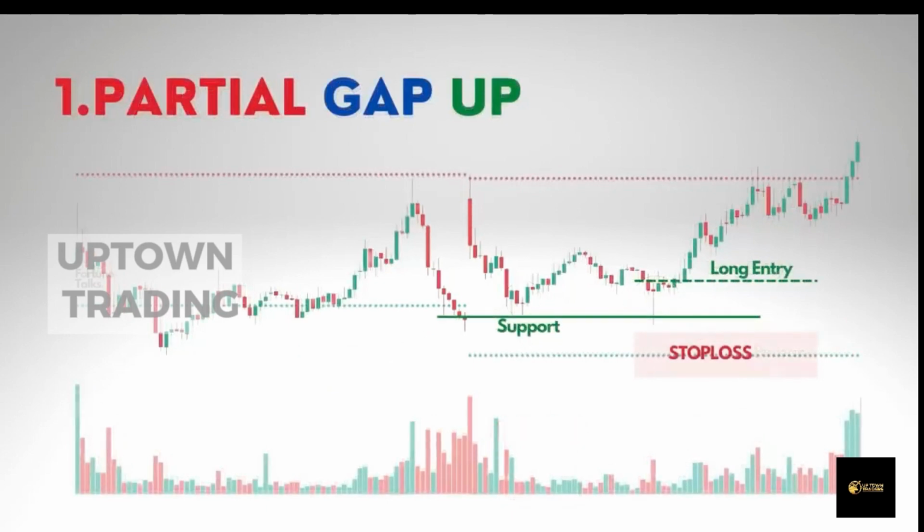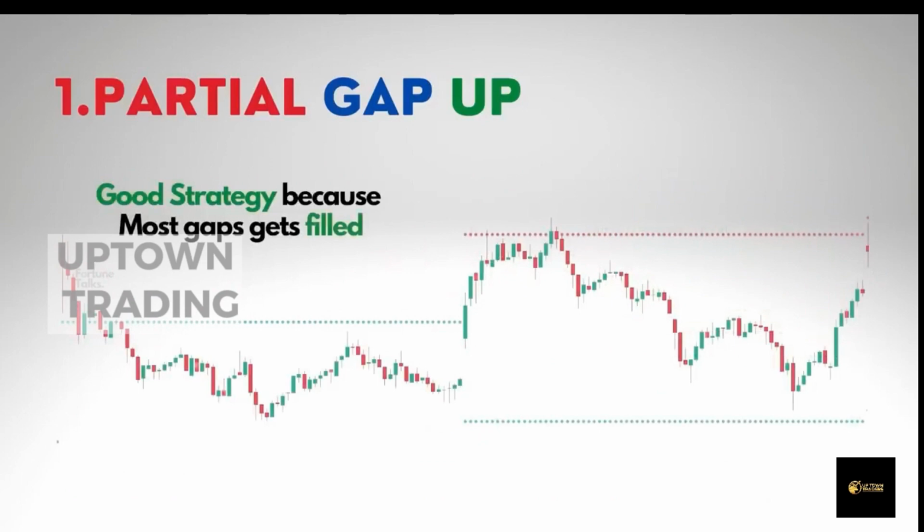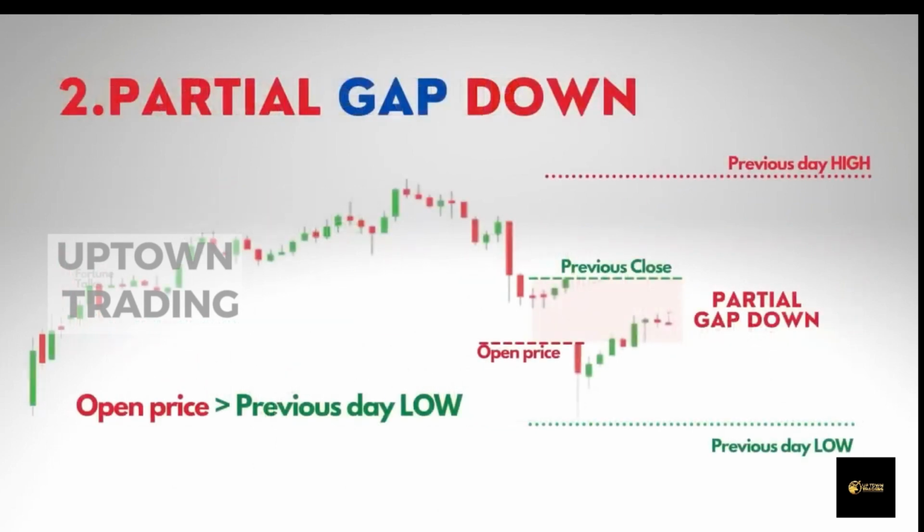We can place the stop loss just below the gap zone, and we can fix a reward to risk of at least 1.5:1, or you can even keep the target as the previous day high level. The benefit of using this strategy is that gaps fill 90% of the time. So this is a popular trading strategy. That's all. The second strategy is when there is a partial gap down, that is, open price is below the previous day close, but it is still above the previous day low.